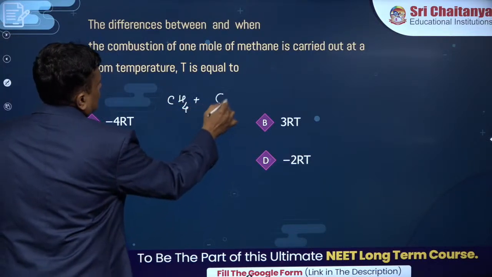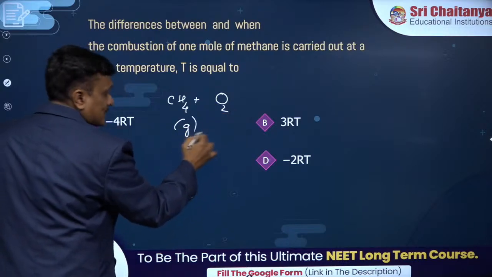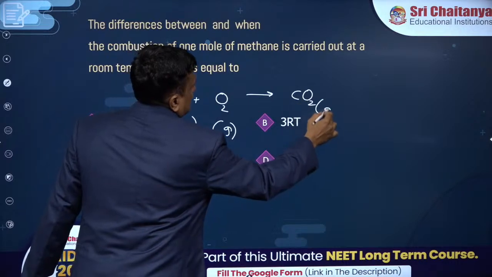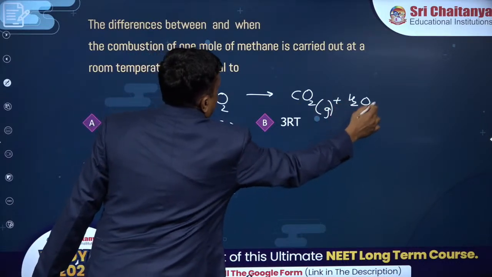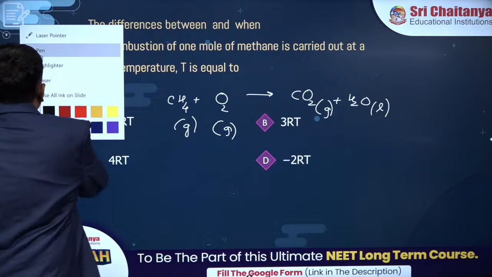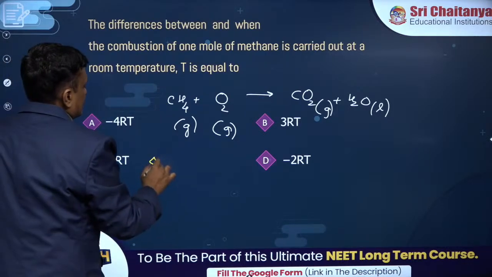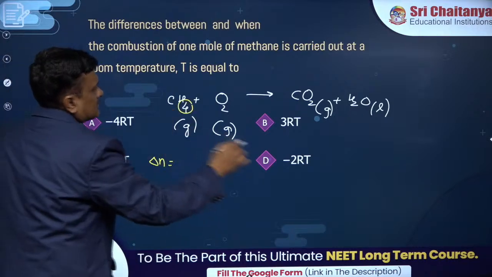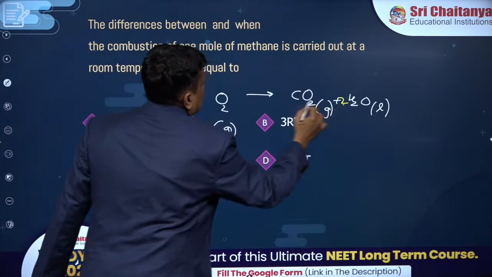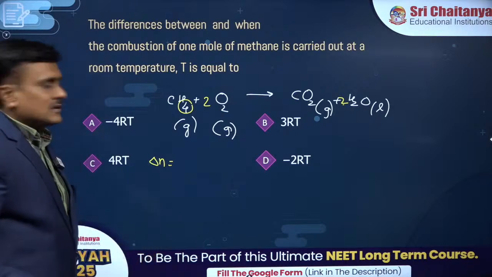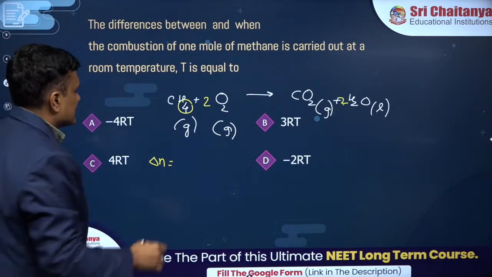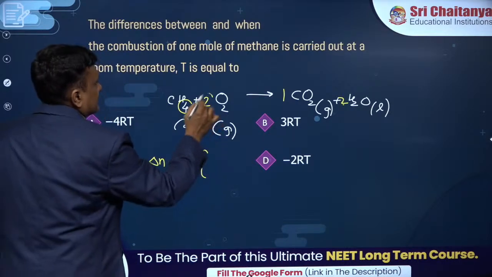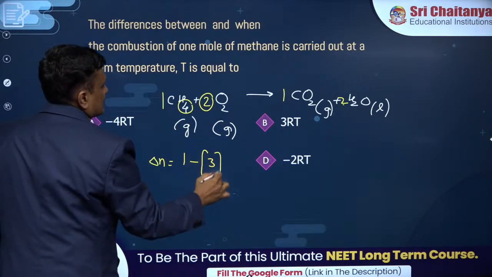CH4. When methane is burnt, you know methane is a gas, you need to specify, it gives rise to carbon dioxide, which is a gas, but H2O is liquid after cooling to room temperature. Delta n, first you have to balance this equation. 4 hydrogens, so 2 I will write here, oxygens are 4, so 2 I will write here. So delta n is the number of moles of gaseous products minus the number of moles of gaseous reactants, which is equal to minus 2.